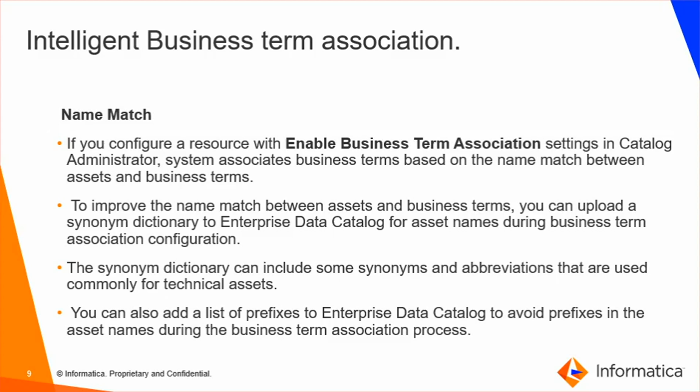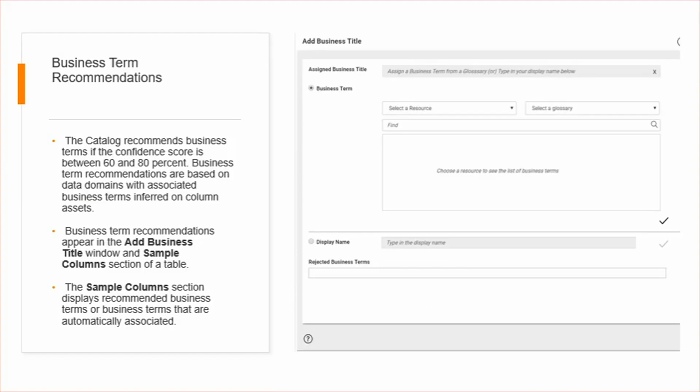The synonym dictionary can include some synonyms and abbreviations that are used commonly for technical assets. You can also add a list of prefixes to EDC to avoid prefixes in the asset names during the business term association process.